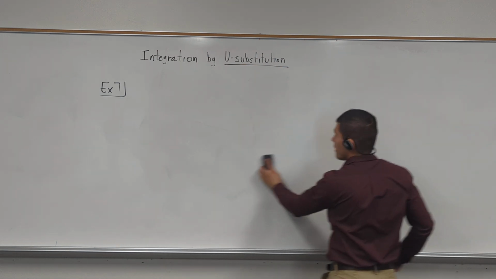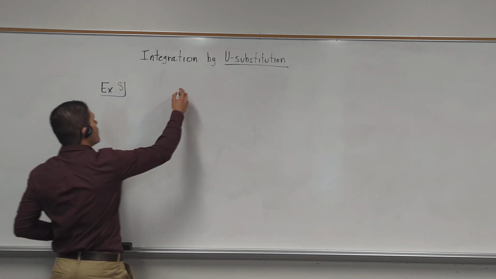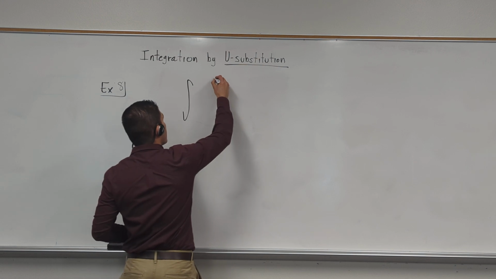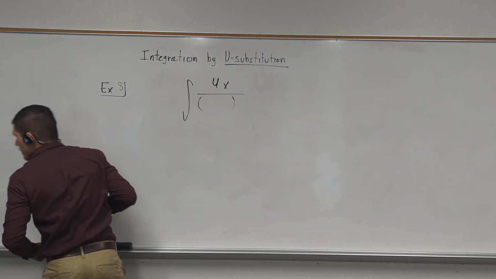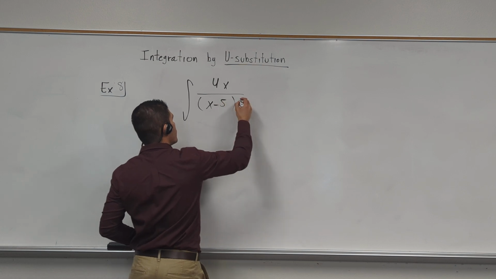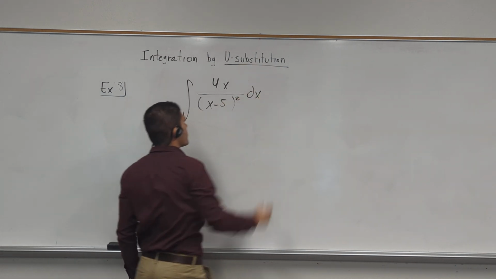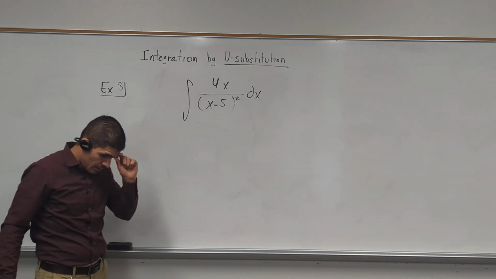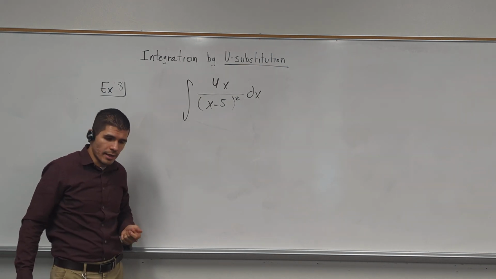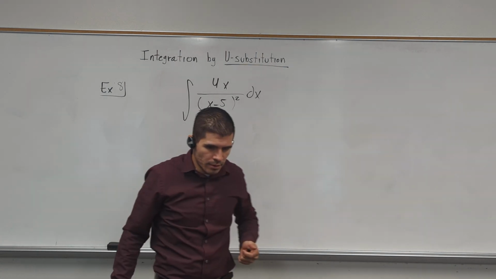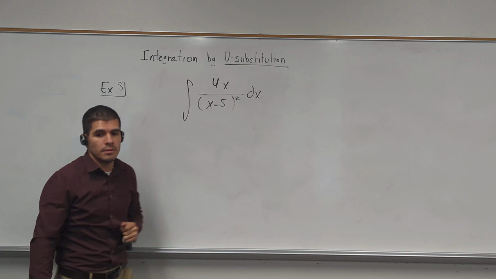All right. So example number 8. So we've got 4x divided by x minus 5 to the power of 2 dx. All right. So by now you've tried this a little bit. You can pause the video so you can get this on your own. Okay? So pretend now that you actually tried it on your own.